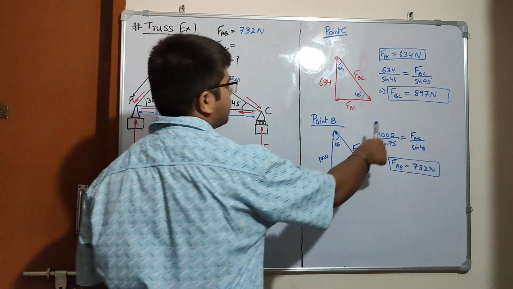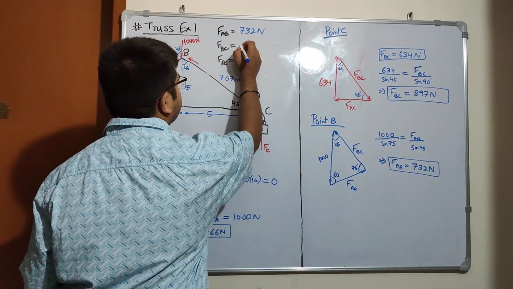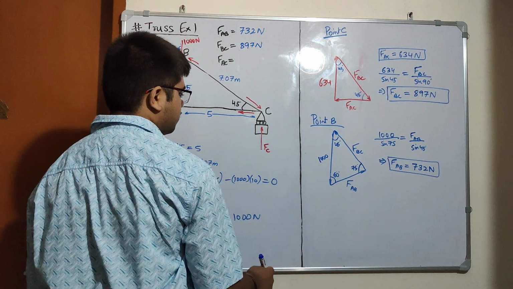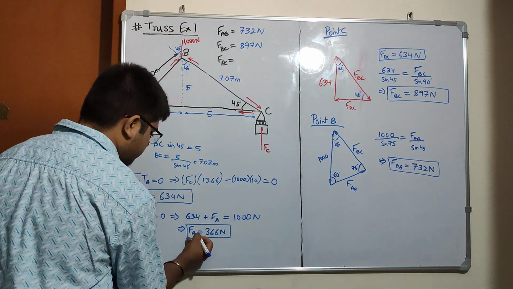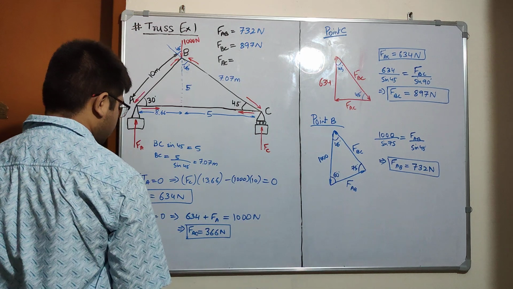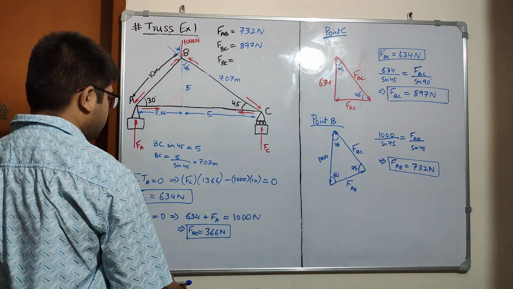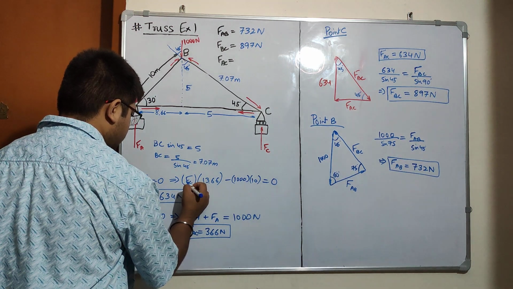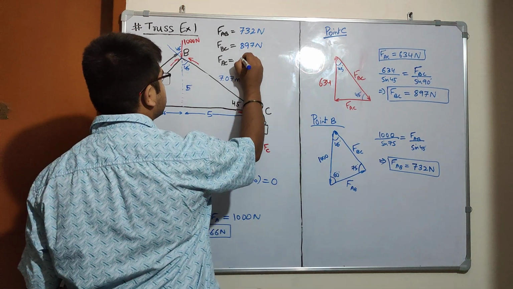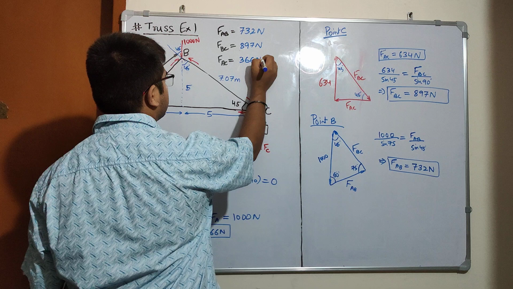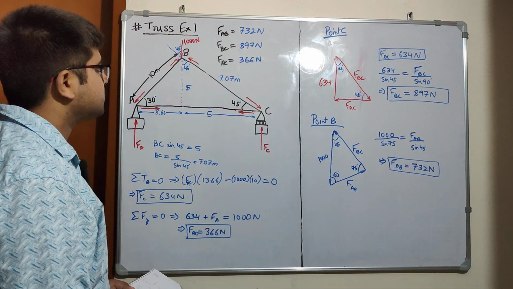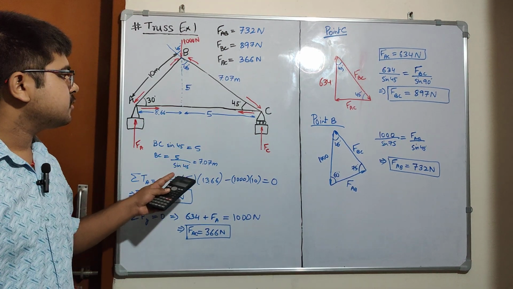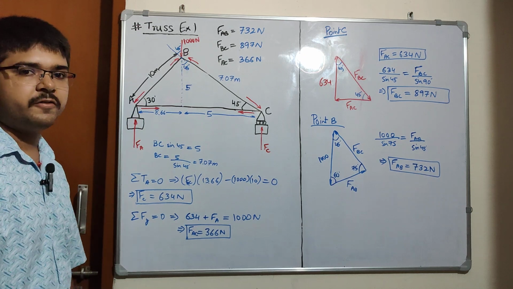So we have FAB equals 732 newtons, FBC equals 897 newtons, and FAC equals 366 newtons. So these are our answers for the problem. This is the simplest truss we can consider. So that was the example for this video.